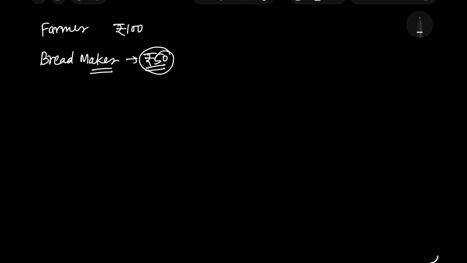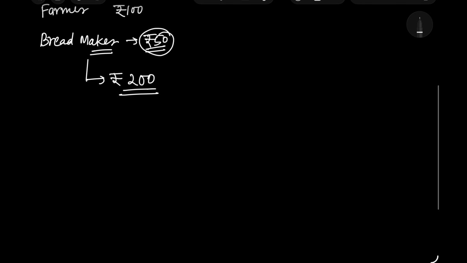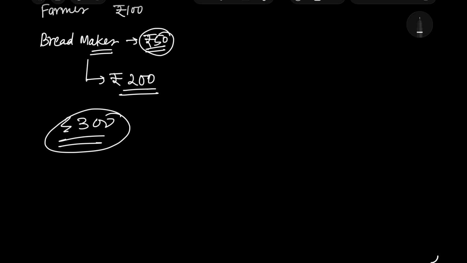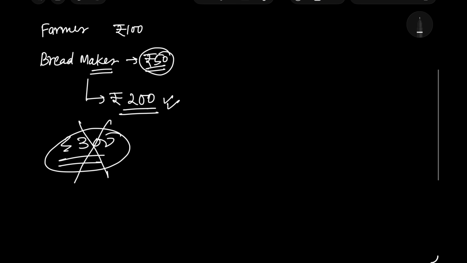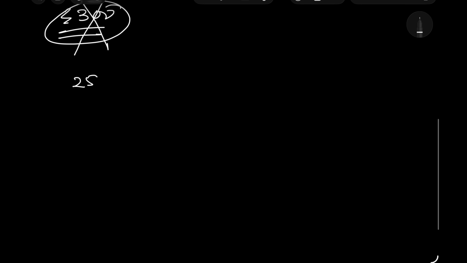Let's suppose that in an economy you are a bread maker, and a farmer produces wheat worth rupees 100. Now for a bread maker, the raw material is wheat. So let's say that the bread maker purchases rupees 50 worth of wheat, and after making the bread, he sells the bread for 200 rupees. So you might think that the gross value added in the system might be 300. But this is not true, because here this 200 already incorporates this 50. So the gross value added in the system is 250.